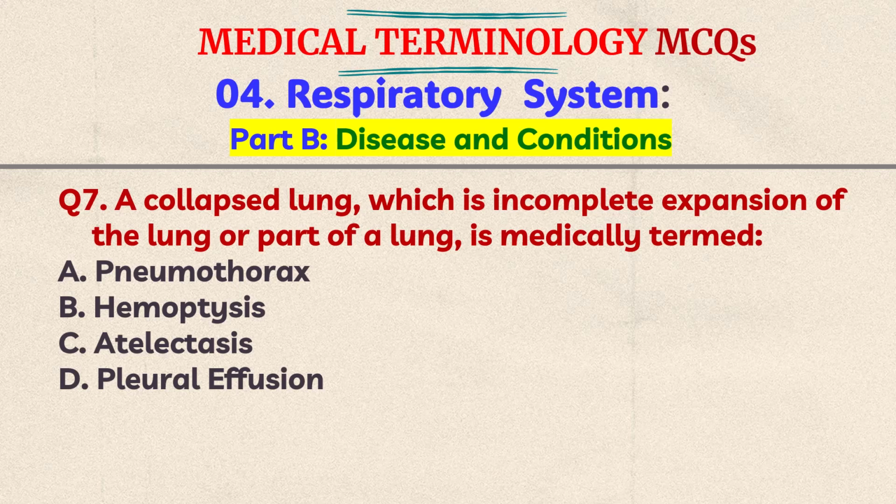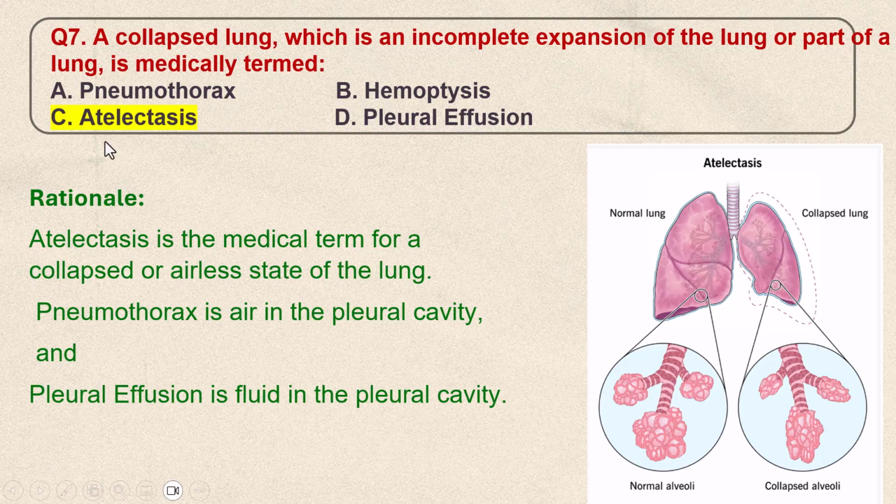Question number 7. A collapsed lung, which is incomplete expansion of the lung or part of a lung, is medically termed A. pneumothorax, B. hemoptysis, C. atelectasis, D. pleural effusion. Think the answer. The correct answer is C.